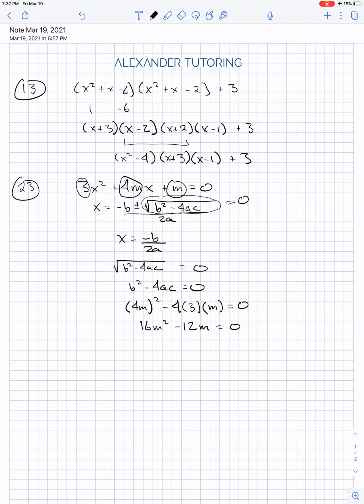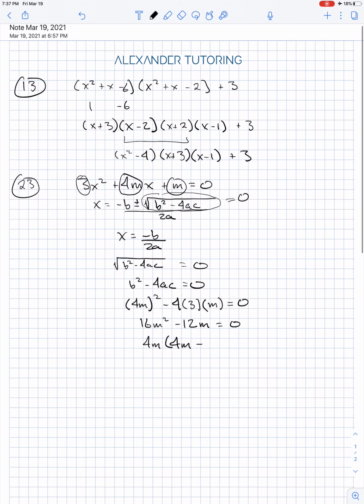And then we always want to factor whenever possible. So it looks like there's a 4m common to both terms. And that gives us 4m times (4m minus 3) equals 0.